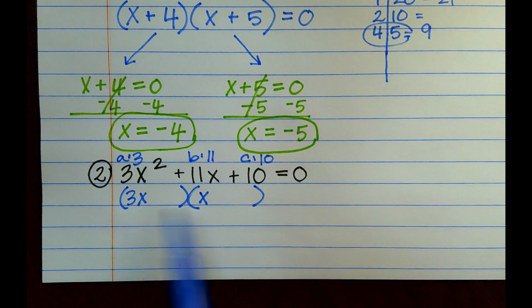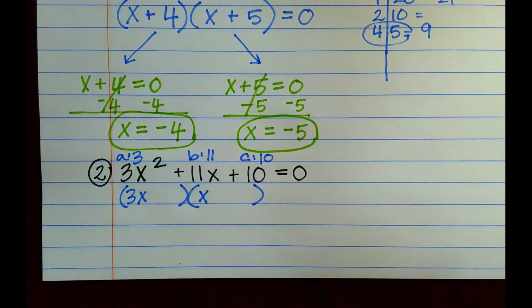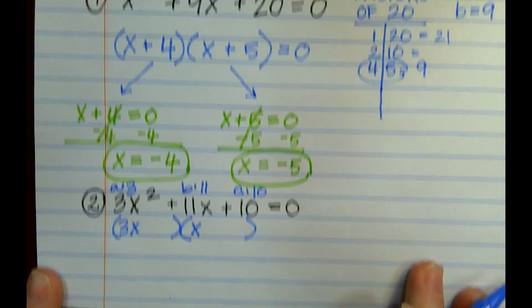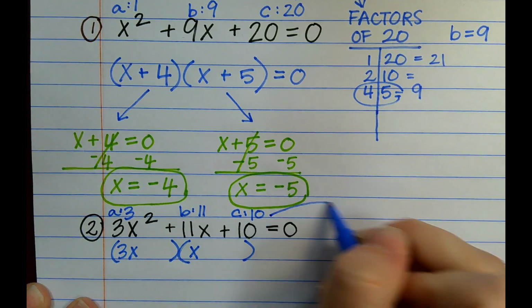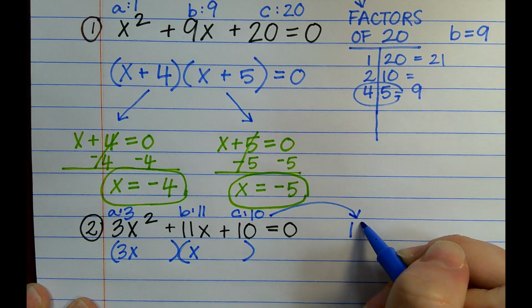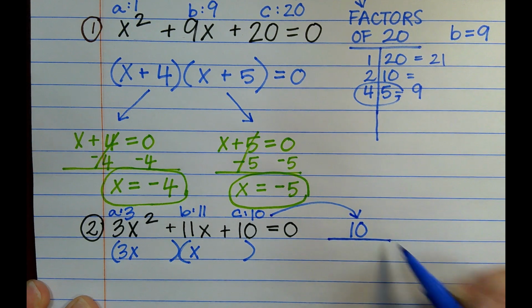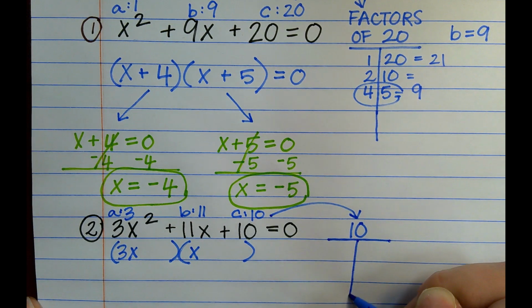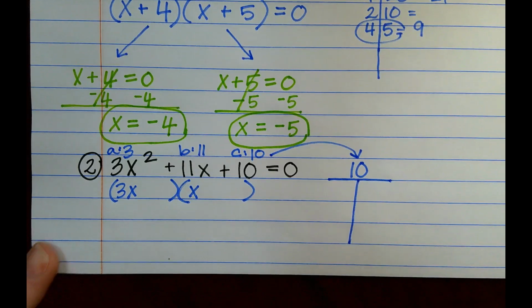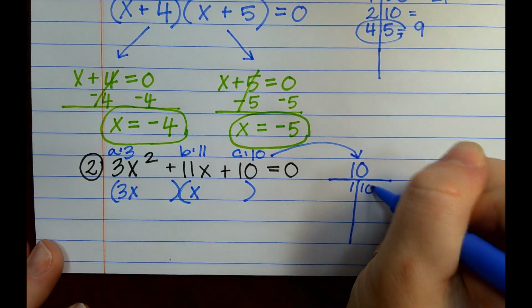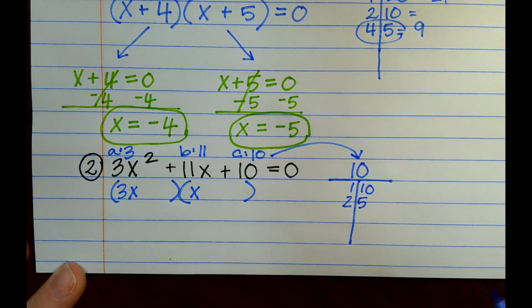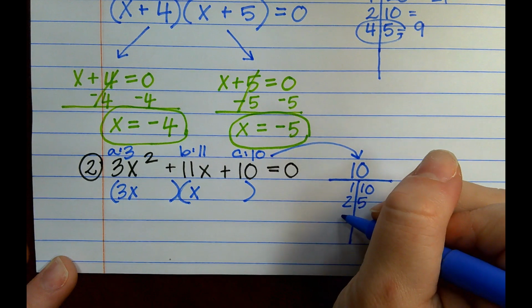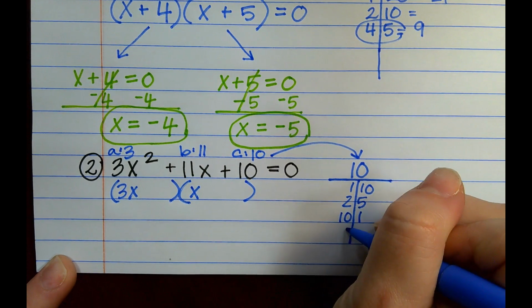Okay, so I know what my pairs should look like. We'll just continue the same process above. Now that we have these, we're going to look at our factors of 10. So, factors of 10. 1 and 10. What else? 2 and 5. What else? 10 and 1. Yep, 10 and 1. And then also 5 and 2.